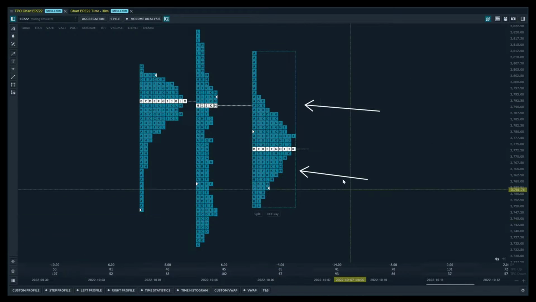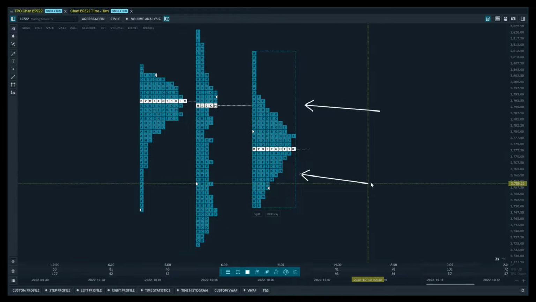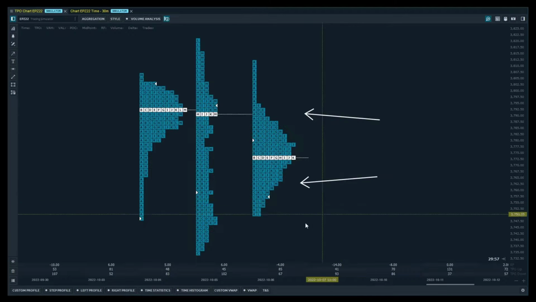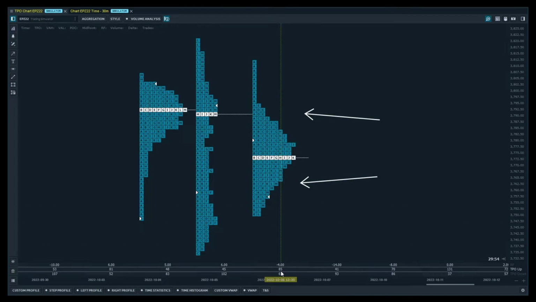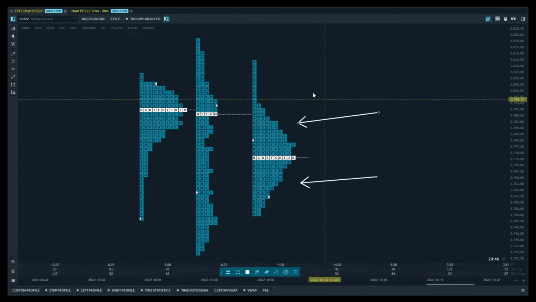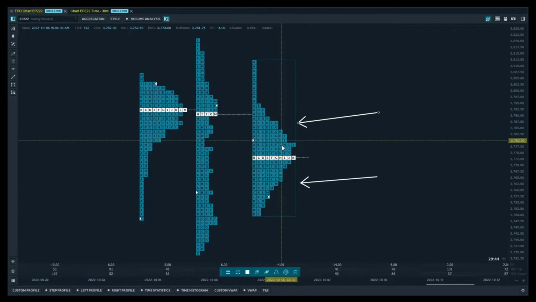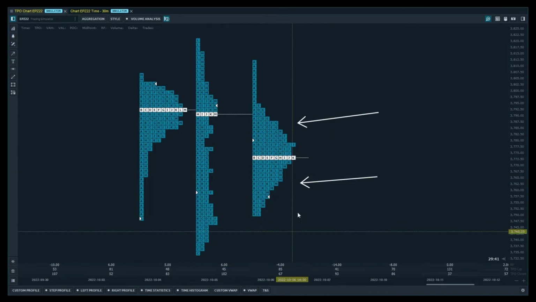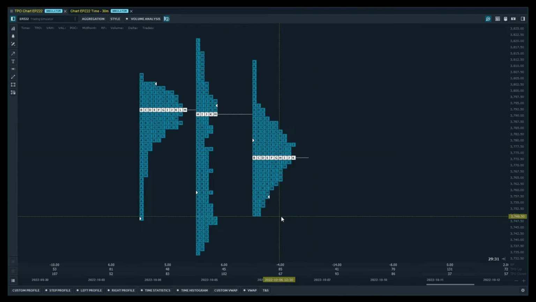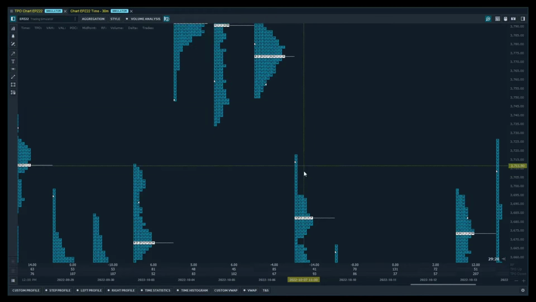So 85 above and 67 below. So when we're trying to understand who's in control of this market, are the buyers in control or are the sellers in control? We can read this down here and say, okay, 85 TPOs above, meaning there were more market participants willing to stay short above the point of control than there were traders willing to stay long below the point of control. So that's a nuanced way to understand what's happening within the profile. And as you can see, the next day we really dropped off.